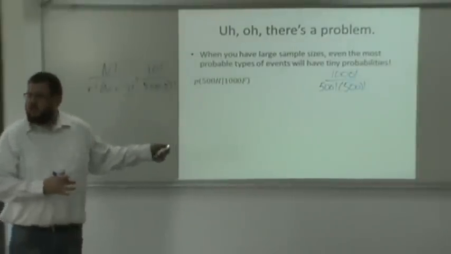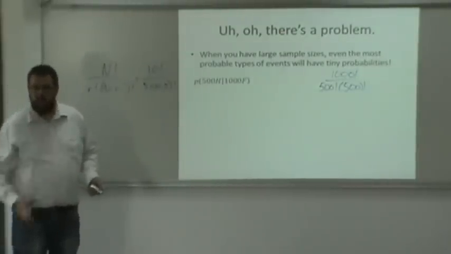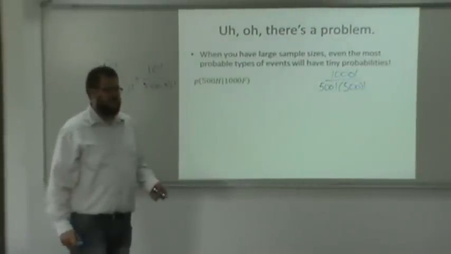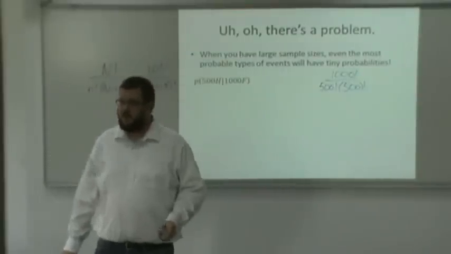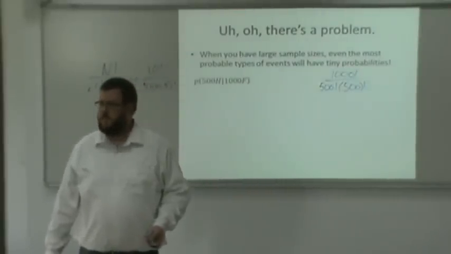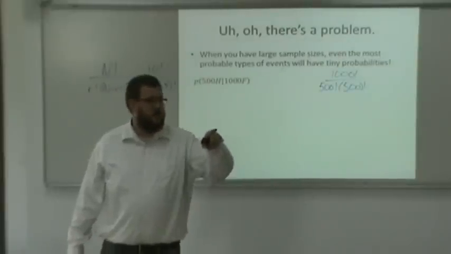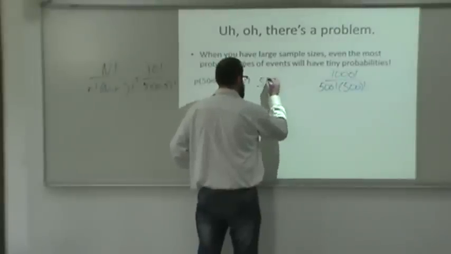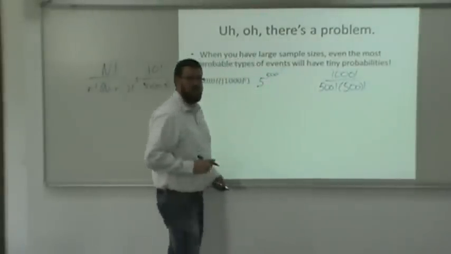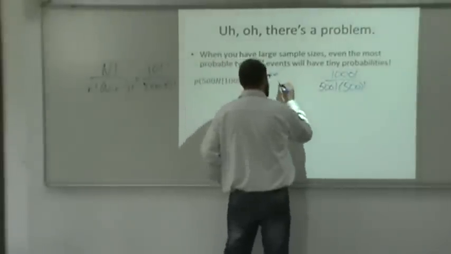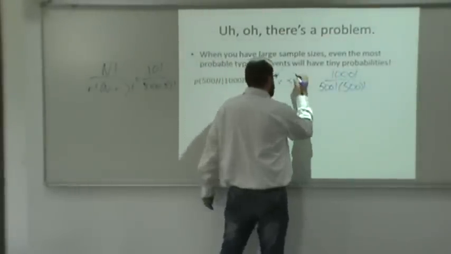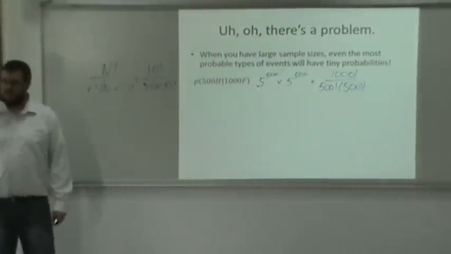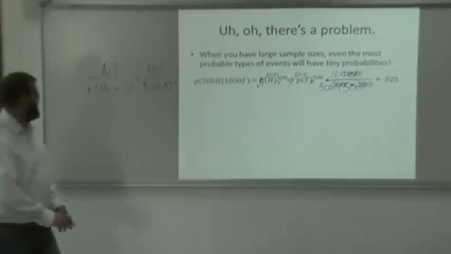So what's the probability of any one example of 500 heads? The numbers are bigger, but the formula is still the same. We have the probability of heads to the 500 power, multiplied by the probability of tails to the 500 power, right? Does that make sense? There it is.